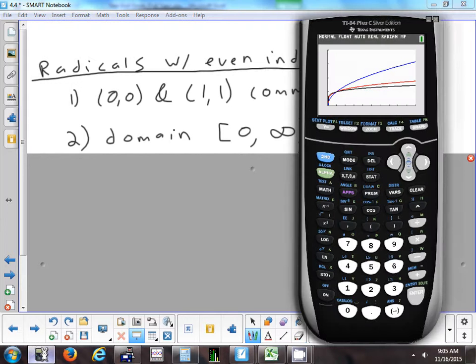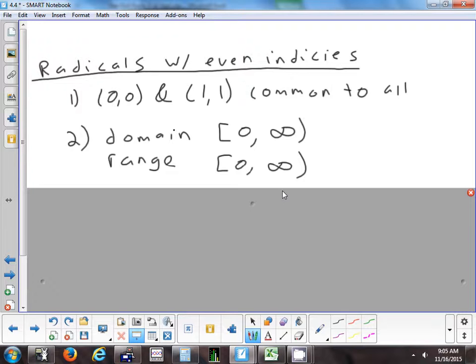Okay, how about the range? What's the lowest value, and what's the highest? The highest? No, it's going to go higher than 3. Infinity. These graphs don't look like they're going up quickly, but they're going to keep going up, especially the black one. It looks like it goes up very slowly, and it does, but it goes up forever. So the lowest is 0, and the highest is infinity.